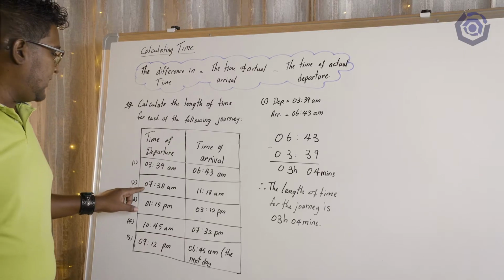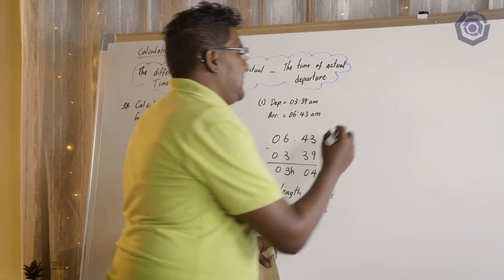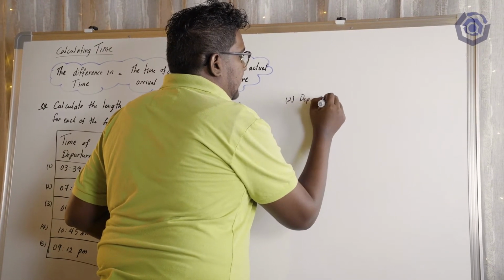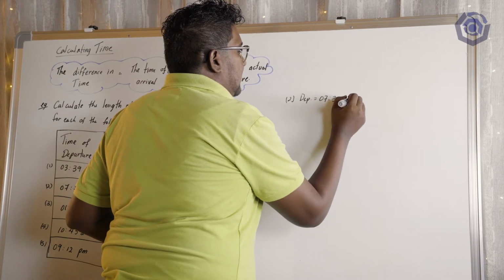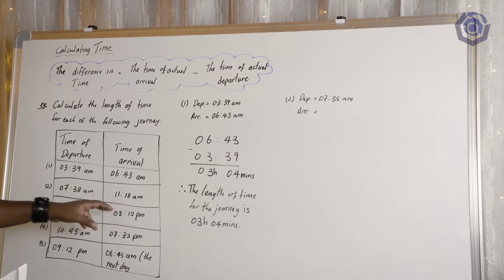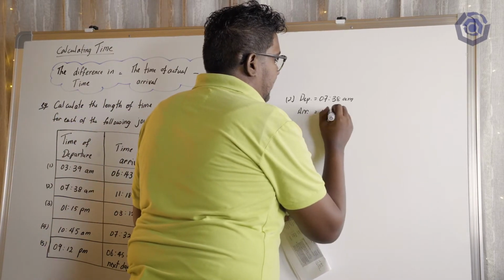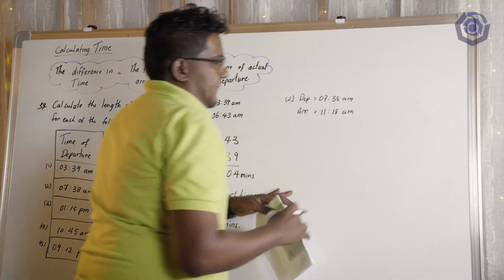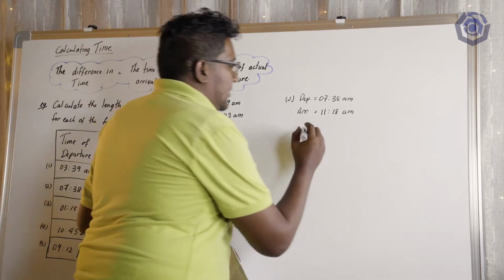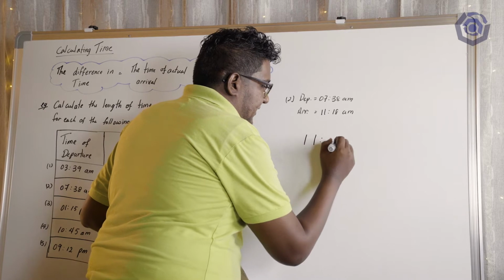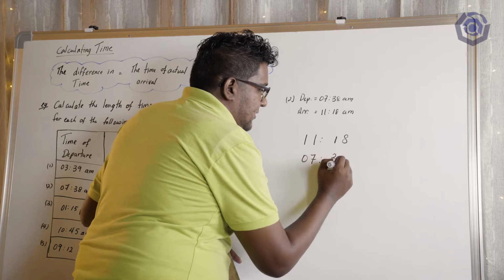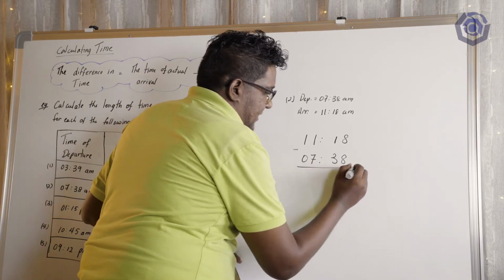So you have departure is 07:38 a.m. Number 2, departure is 07:38 a.m. and arrival is 11:18 a.m. Now arrival subtract departure. So the arrival is 11:18 and the departure is 07:38, and we have to subtract them.